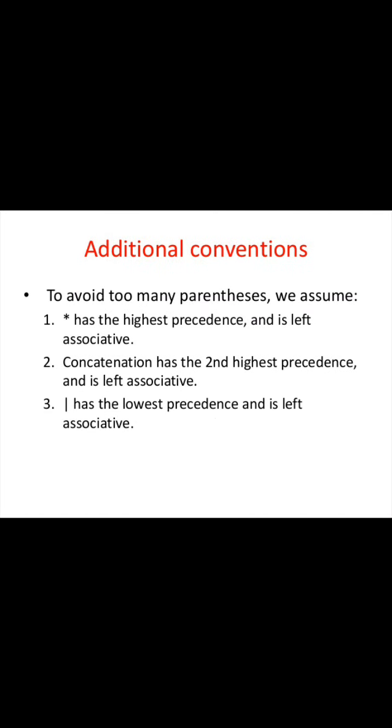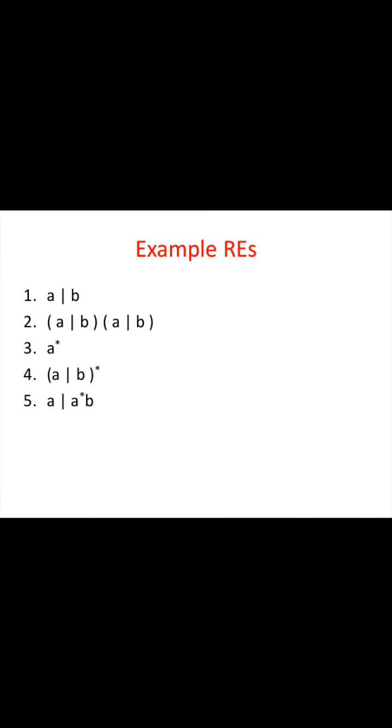Additional convention: star has the highest precedence and is left associative. Concatenation has the second highest precedence and is left associative. Or has the lowest precedence and is left associative. Or is also used in the production of a grammar. Examples of regular expressions: a|b, (a|b)(a|b), a*, (a|b)*, a|a*b. Here the dot or star is nothing but the concatenation.